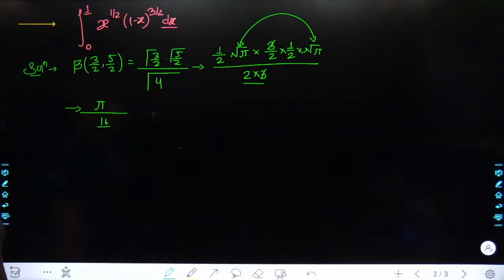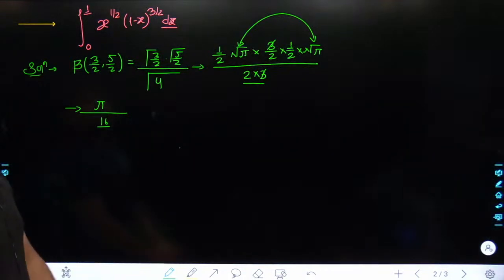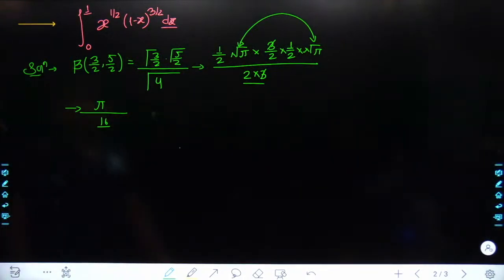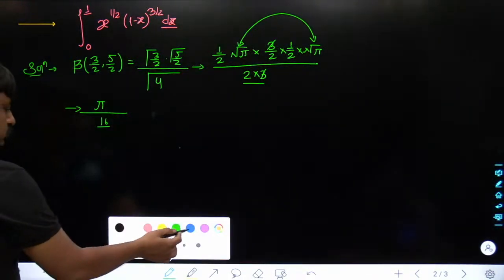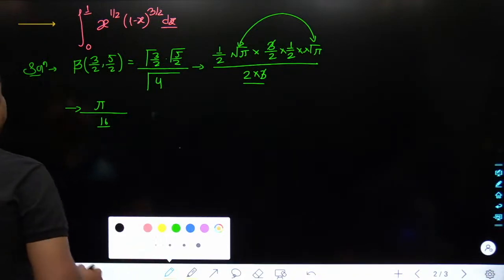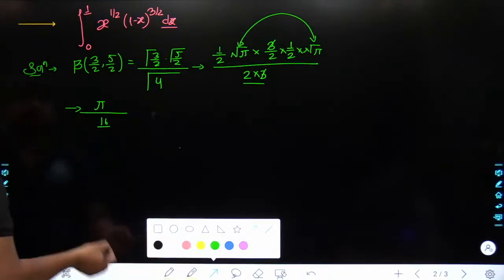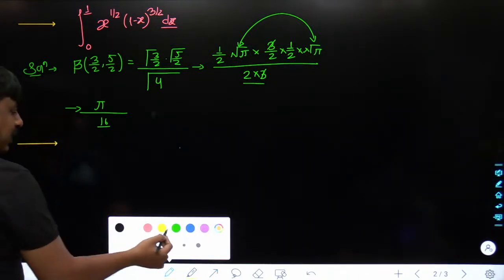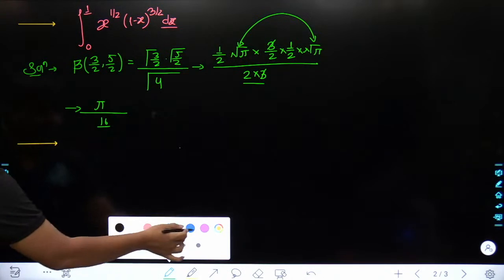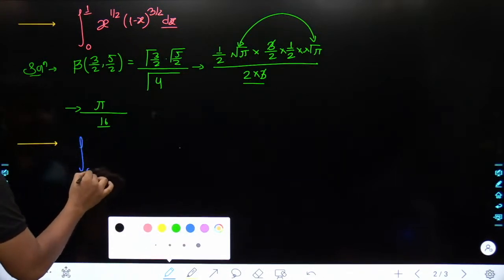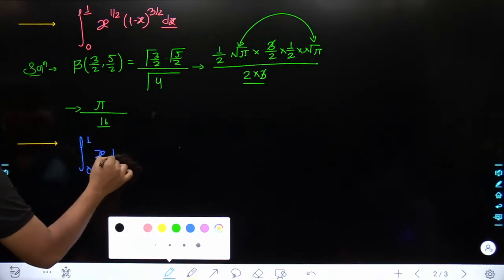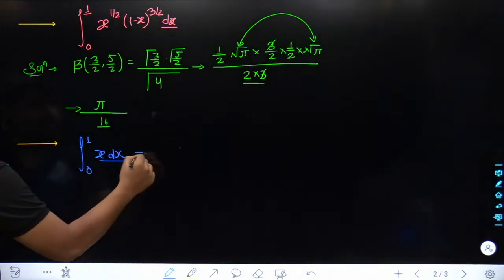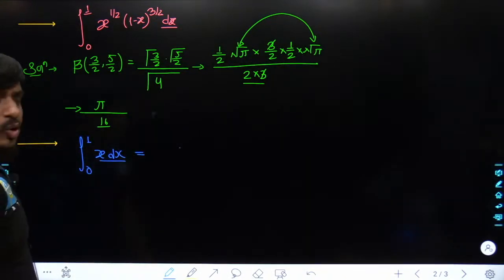Agreed? So I don't find any of the students would have any sort of doubt till this point. So in the same sequence, let me take a different kind of problem just to understand whether the beta integration is working fine or not. Let's take the integration from 0 to 1, and I have taken x dx itself. So obviously analytically I could have solved this problem out.